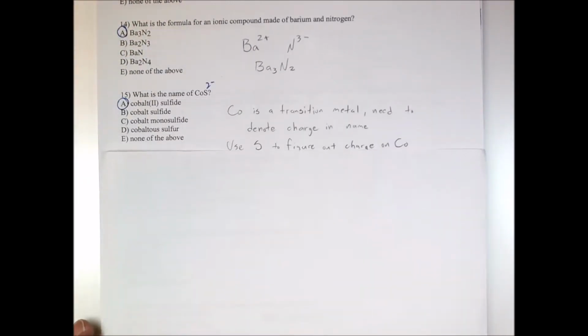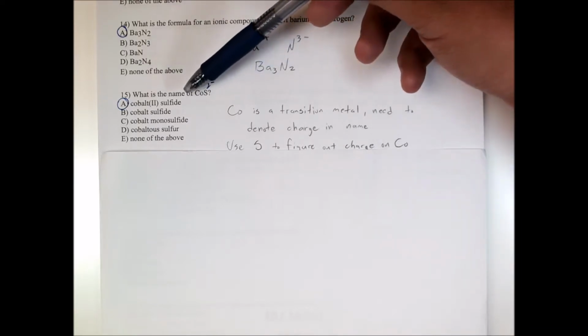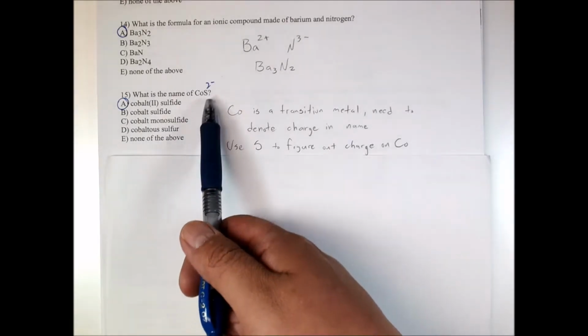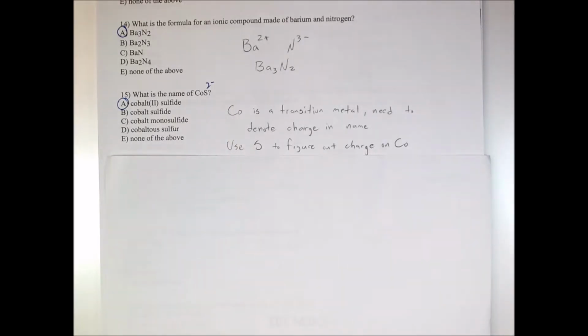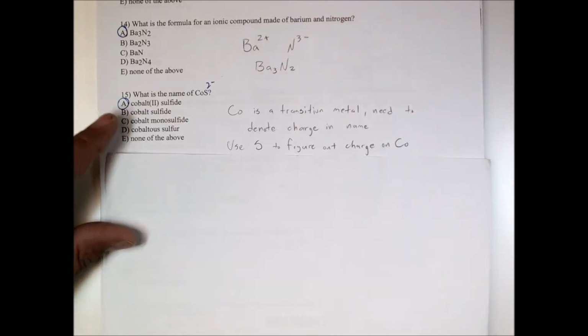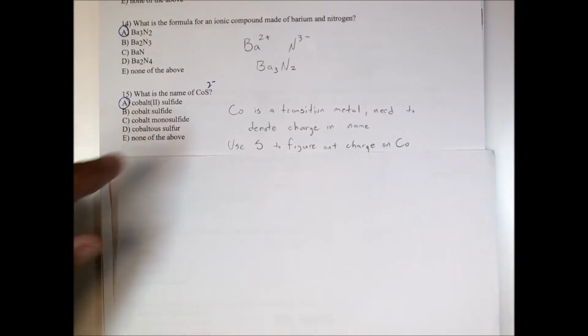Next one here, what is the correct name of COS? You may notice that cobalt is a transition metal, so we have to include that in the name in a Roman numeral. And you could use the charge on the sulfur, because that's one of the ones that always has the same kind of charge. Use that to figure out the charge on the metal here. And it works out to be cobalt(II) sulfide.